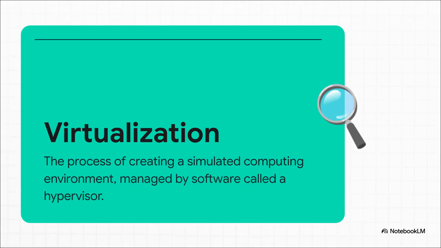So, let's talk virtualization. This is the magic that lets us run multiple, separate, virtual computers on one single piece of physical hardware. And the magician in charge of all this is called the hypervisor. It's the traffic cop that directs resources and makes sure all these virtual environments stay in their own lanes and don't interfere with each other. It's incredibly efficient, but it also opens up a whole new can of security worms.